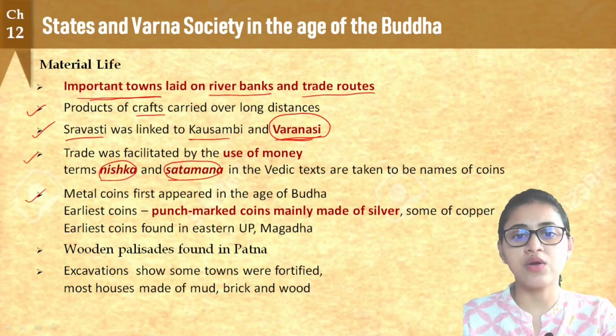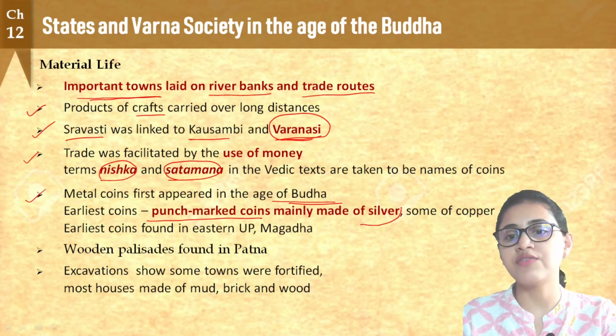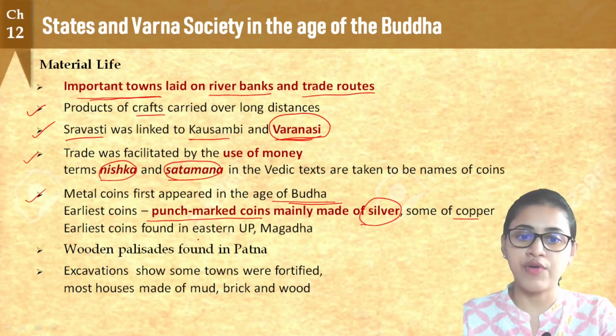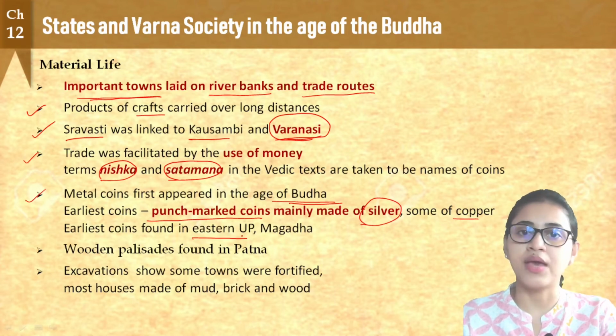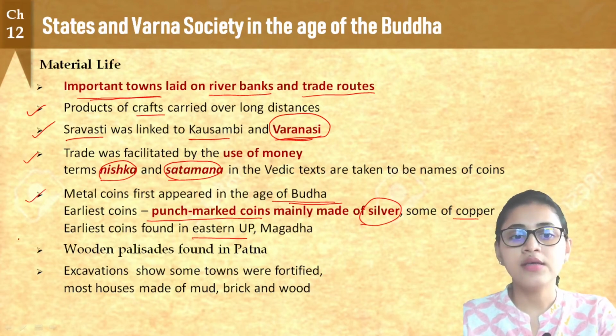The first metal coins appeared in the age of Buddha. And what are the earliest coins? We already know, that is the punch-marked coins, which are mainly made of silver. Some are also made of copper. These earliest coins were found in eastern UP and Bihar, or Magadha, which is in Bihar.